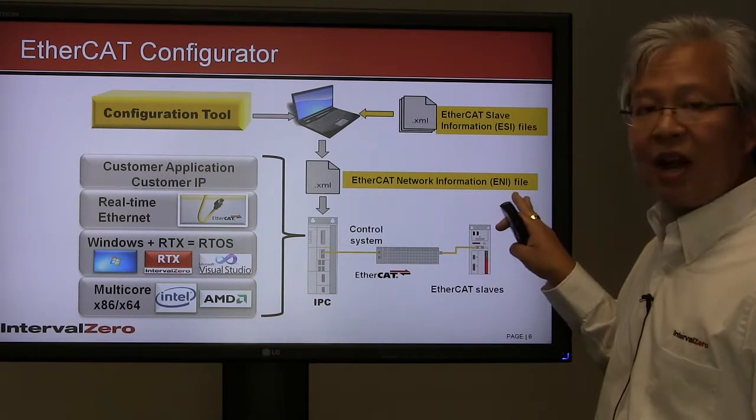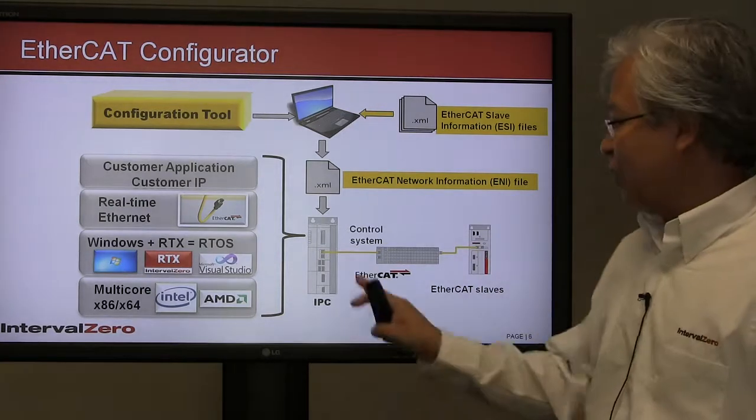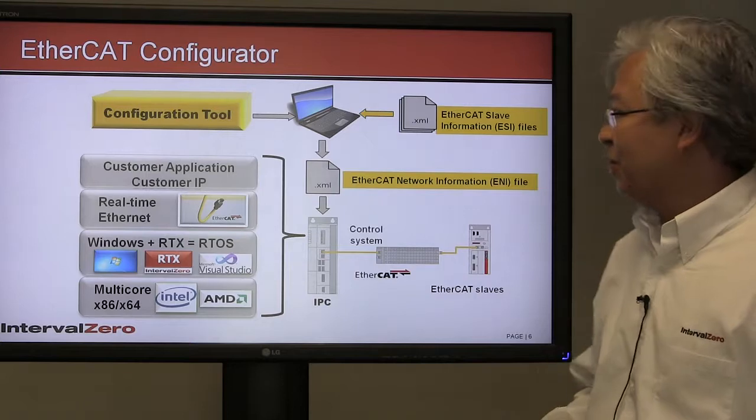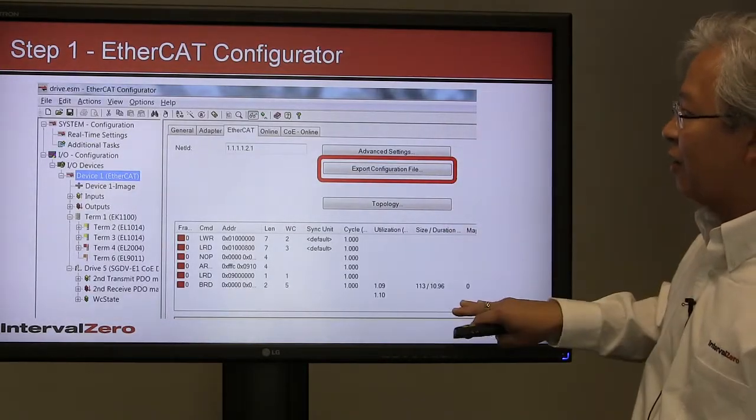This ENI file is the recipe that describes your entire EtherCAT network. And this file is key because it tells the EtherCAT master how to communicate to every single one of the slaves, even up to 65,000 nodes. Okay? So let's look at this configuration tool. This is the EtherCAT configurator.